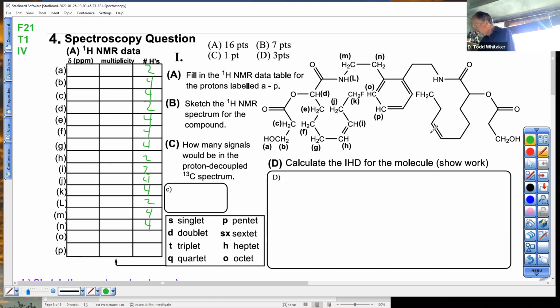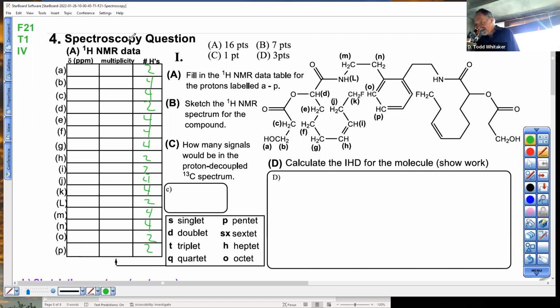O and P are on the ring. O, there's 1 H here. And if you're looking at symmetry, there's another one right there. This is O. There's 2 of them. And 2 P's. Okay. Nice.